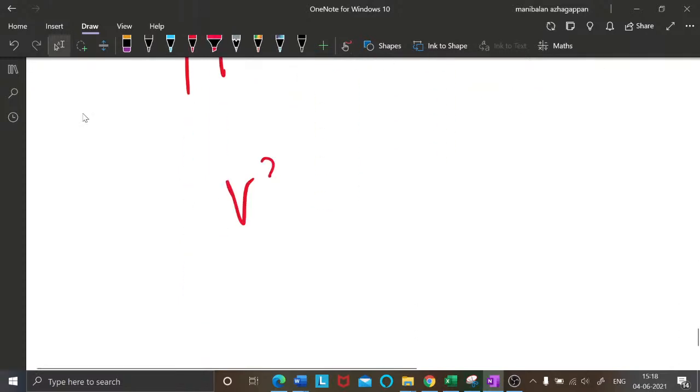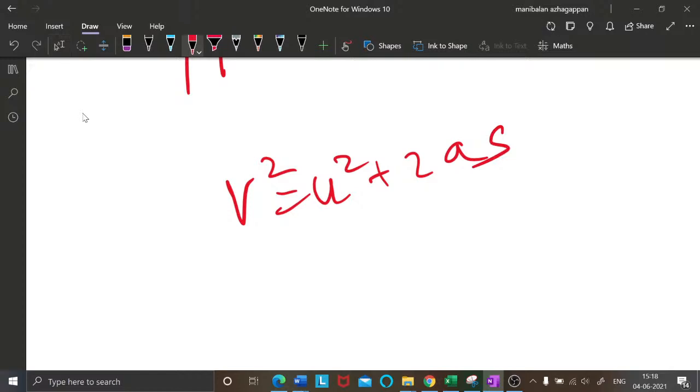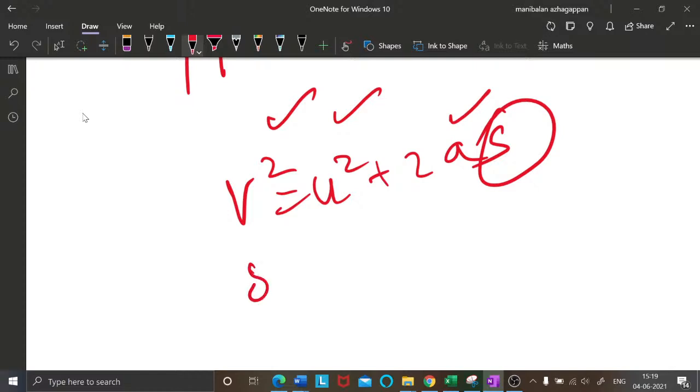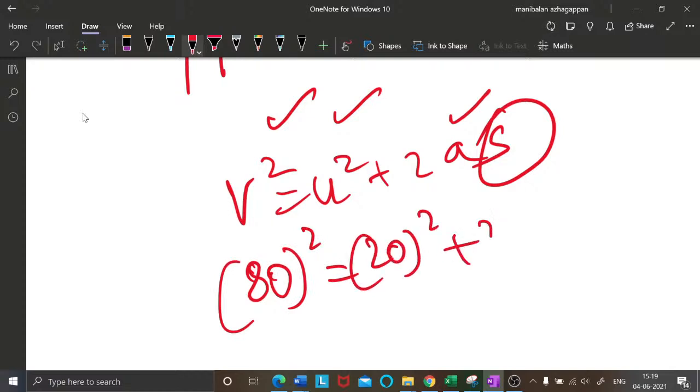Yes, v square is equal to u square plus 2as. Why am I taking this equation? Other than this, everything is required, time and displacement. In this equation, v is there, u is there, and a I know is going to be g. Easily you can calculate the displacement. V is 80 meter per second whole square, u is 20 meter per second whole square, plus 2, a is 10, displacement is question mark.